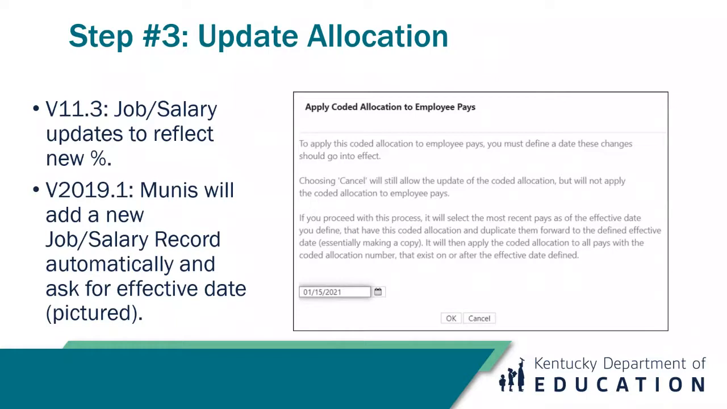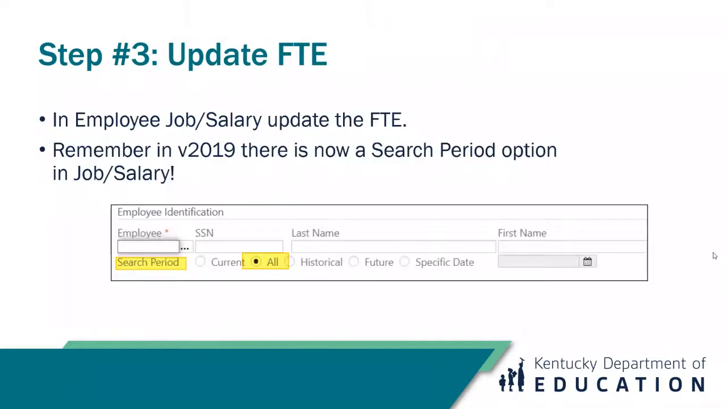So when you hop into job salary, remember, to update the FTE in version 2019, there are some new search features where you can search for current, all, historical, future, or a specific date. I'd probably suggest you keep that defaulted at current, so you're looking at what's there. But if you had dated that for the future, you would not see that newer record that you just created unless you chose all or future. Just want to make you aware that new functionality is there.